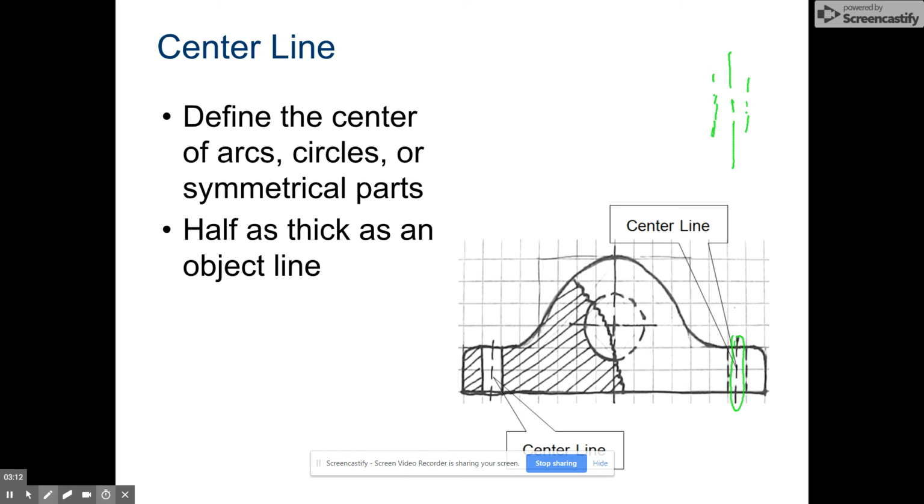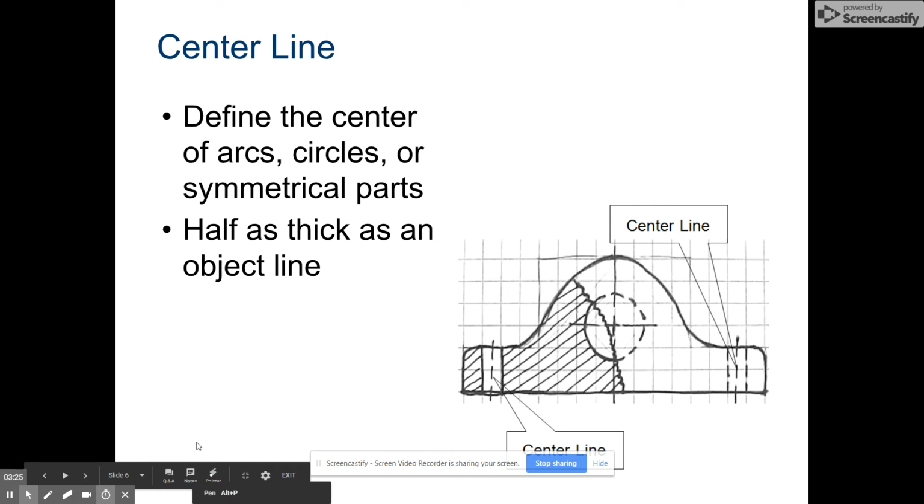So let me erase my screen. I guess I'll rely on my eraser, sorry. There we go. But yeah, those are center lines.